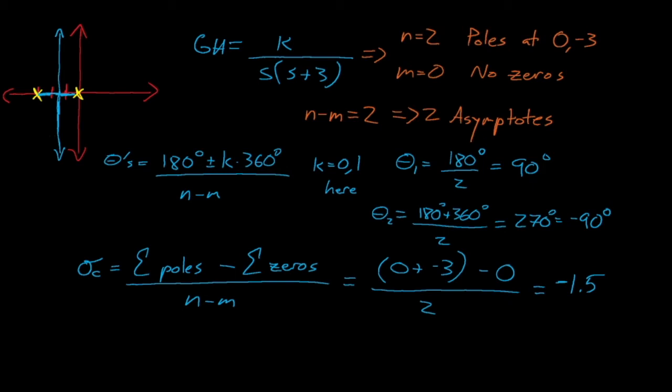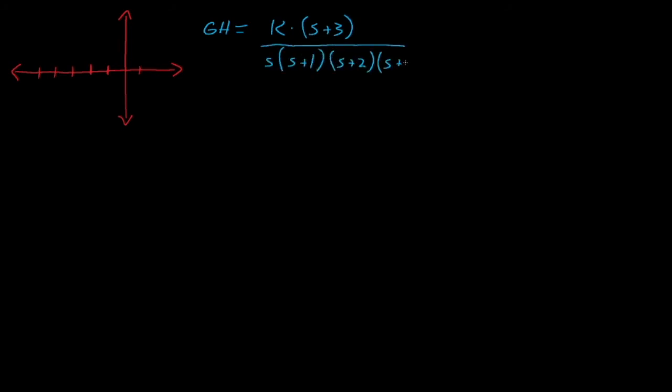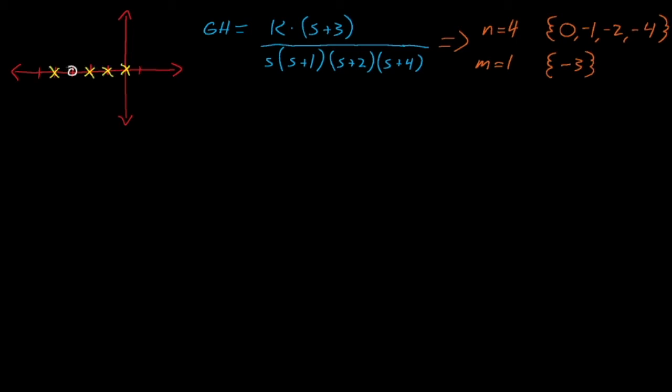Our last root locus example has a GH function that's equal to k times s plus 3 divided by s times s plus 1 times s plus 2 times s plus 4. This means that we have four poles at 0, negative 1, negative 2, and negative 4, and one zero at negative 3. Because n minus m equals 3, this means that we must have three asymptotes.